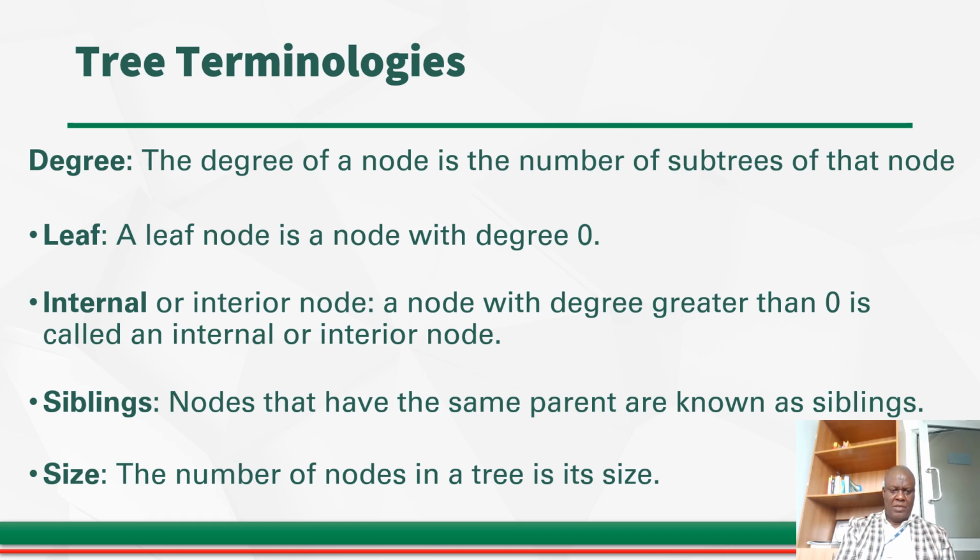Continue with the terminologies. We have the degree. The degree of a node is the number of subtrees of that particular node. When you say subtree, that is other smaller branches you can link to that particular node. So the number of those branches is what you could call the degree of the node. A leaf node is a node with degree 0. That means it doesn't have any children.